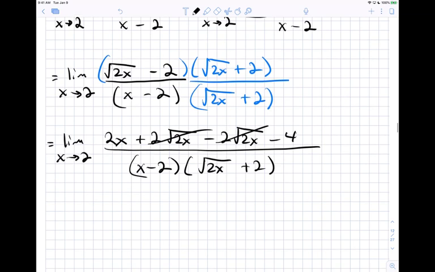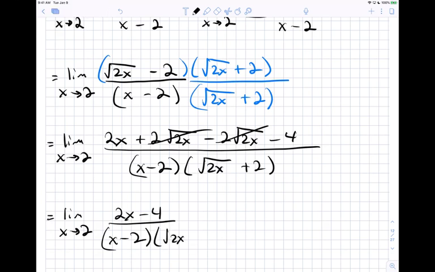So then the limit as x approaches 2. Now on top, the radical is gone. We have 2x minus 4. Okay, yeah, we're almost there. x minus 2, root 2x plus 2. Okay.